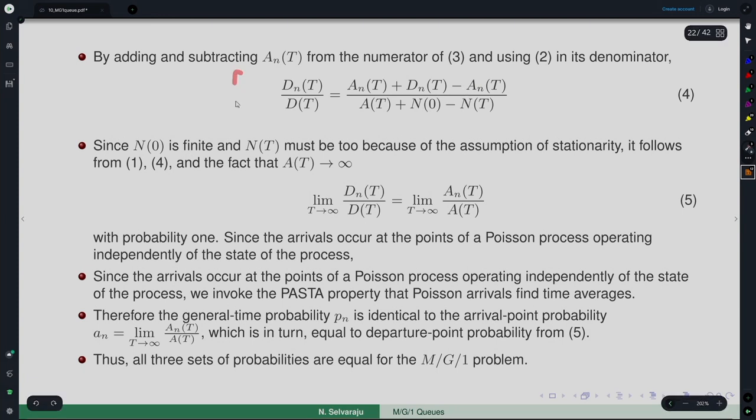So, if I take the limit as capital T tends to infinity, noting that A(t) tends to infinity, this limit would be equal to this limit on both sides. This is some finite quantity, this is some finite quantity. So, in the limit it depends only on the limit of this. That is what you are seeing here. Now, what is this essentially? This is the departure point system size probabilities, this is the arrival point system size probability. So, what you are actually saying is that pi_n equals a_n with probability 1.